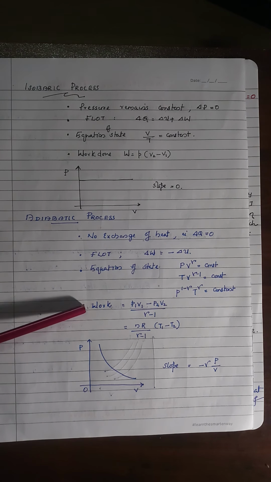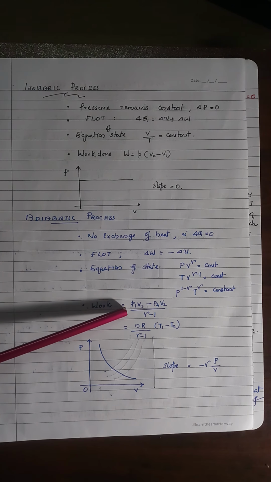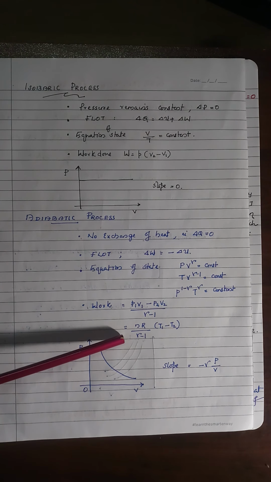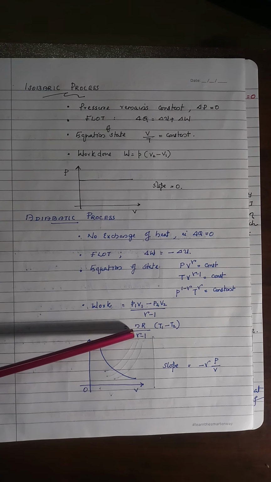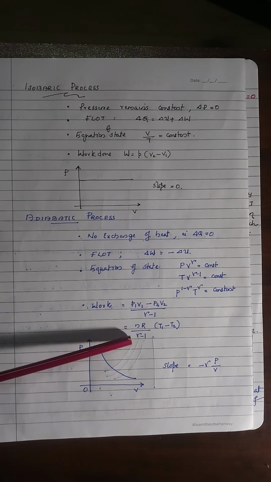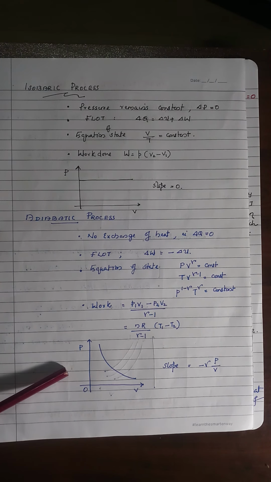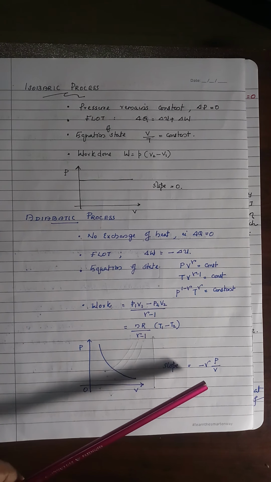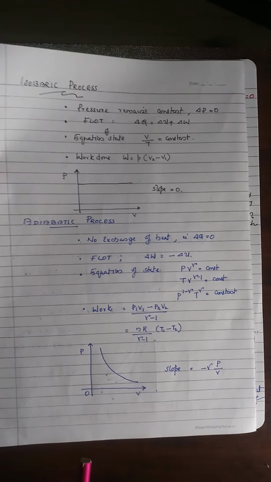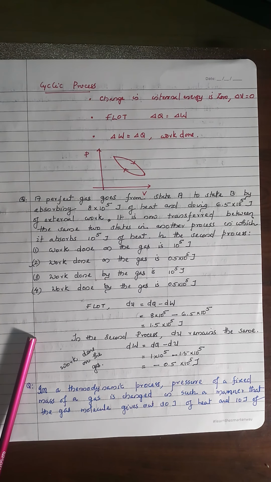Look, the work done formula, very important: P1 V1 minus P2 V2 by gamma minus 1, where gamma is the ratio of specific heats. Or we can substitute PV with nRT, so nR into T1 minus T2 by gamma minus 1. Look at the slope, which is very important for the PV diagram. It is minus gamma times P by V. So that is the adiabatic process.